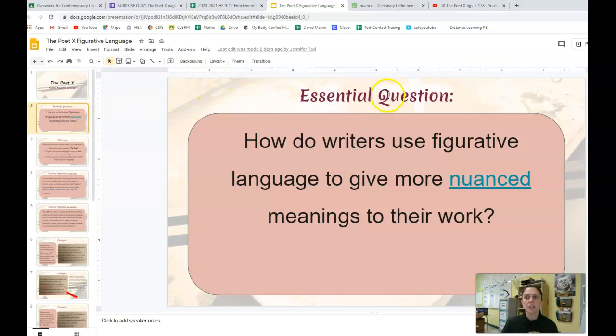Our essential question for today is, how do writers use figurative language to give more nuanced meanings to their work? How does that figurative language add those little subtle details, those nuances, that add more meaning and help us better understand something? That's what we're going to talk about.